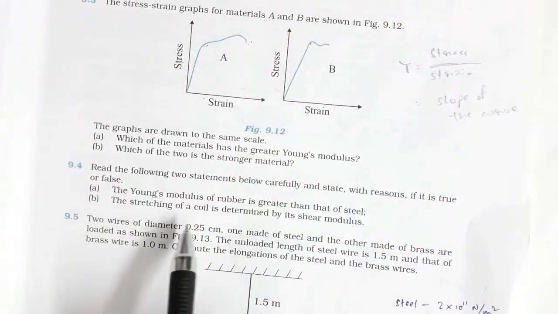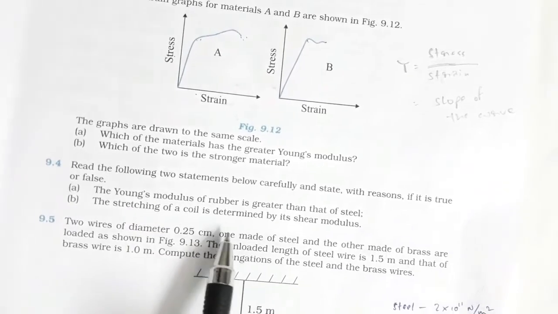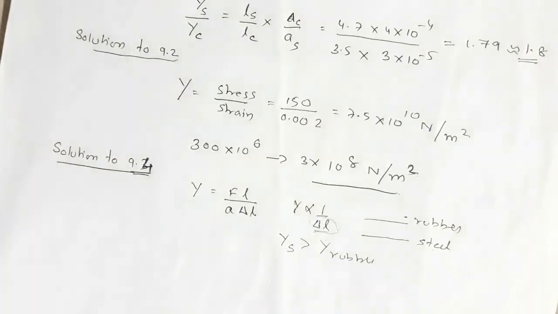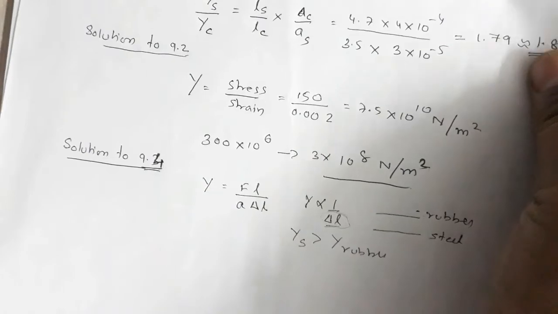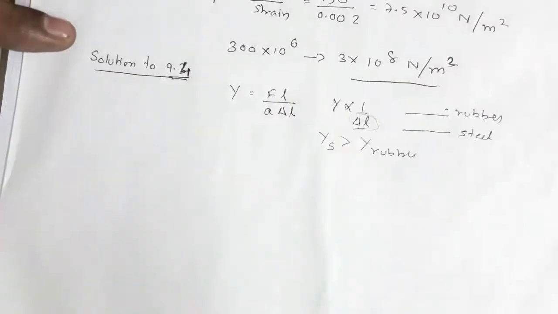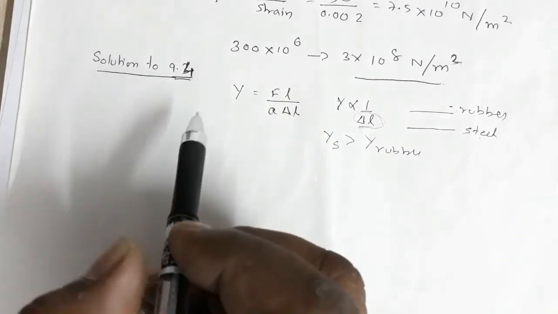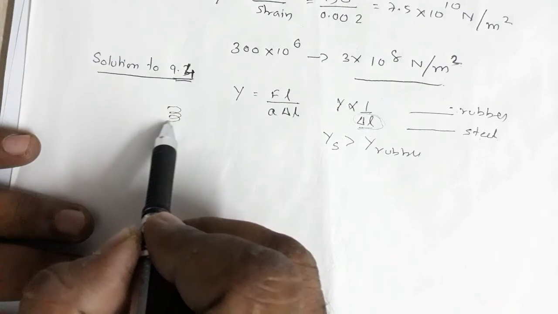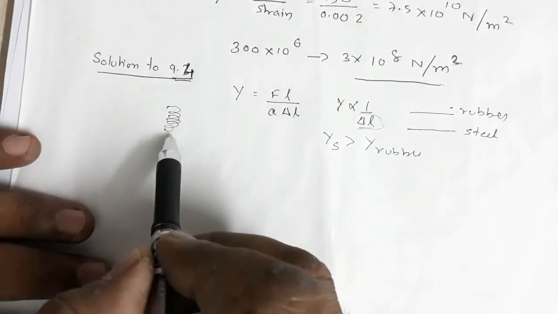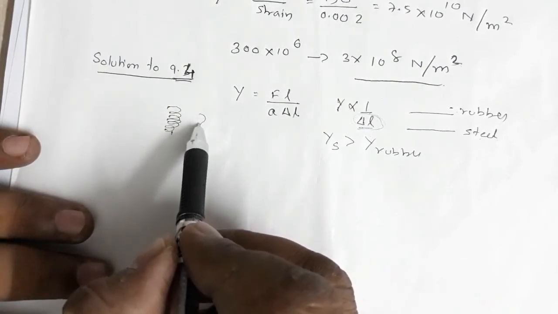Okay, then next question is the stretching of coil is determined by shear modulus. Yes, it is. Stretching of a coil is determined by shear modulus. You may think, some may think, not you, but some may think that it is not shear modulus, it is Young's modulus, because there is increase in length. See, this is the spring. Okay, now when it is stretched, what happens?